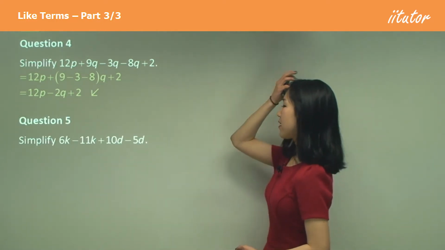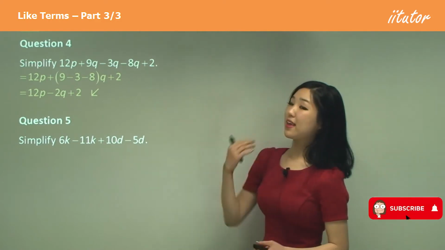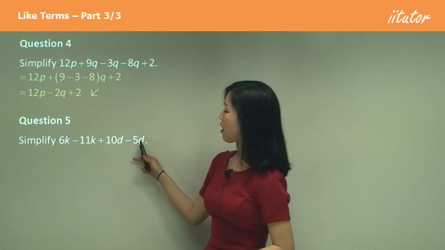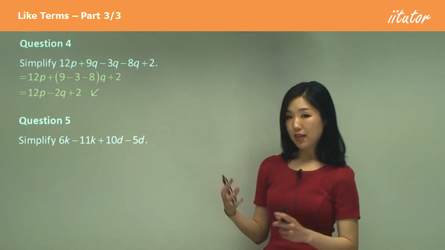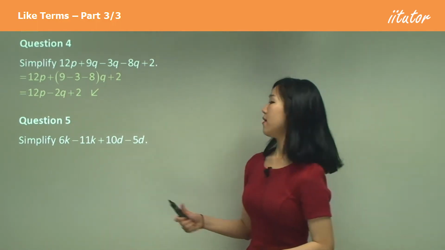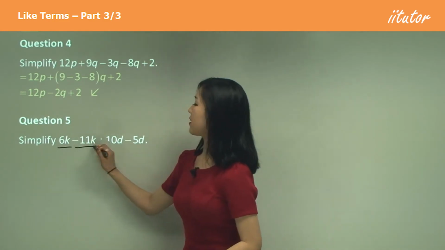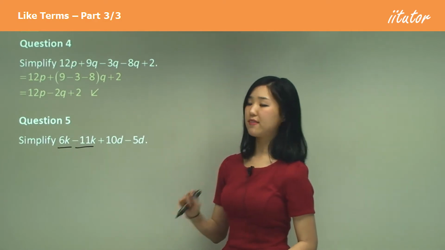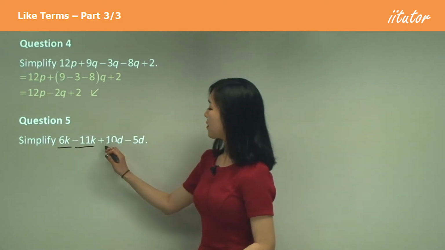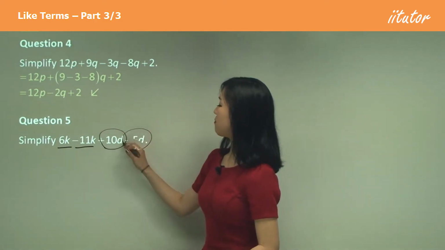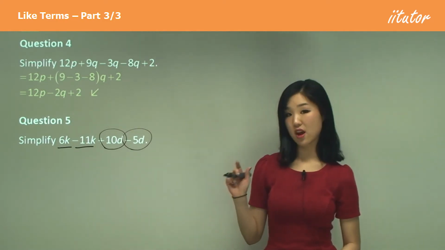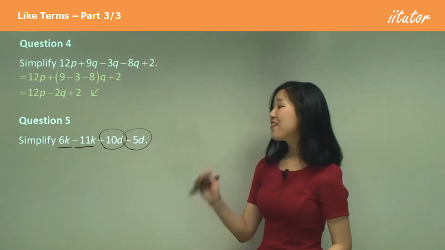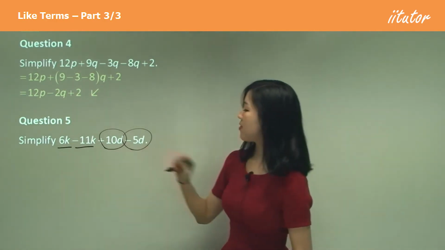Question 5, okay, again we're going to simplify, but again they're not all going to be like terms because see how the pronumerals are all different? So we only gather the ones that are like terms. So see how K and K here, we've got 6K and a negative 11K. These are like terms because they end in K. And we can see that 10D and minus 5D, these are also like terms because they end in D, which is the common pronumeral. Okay, so gather these together and gather these together.